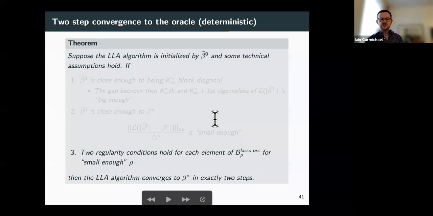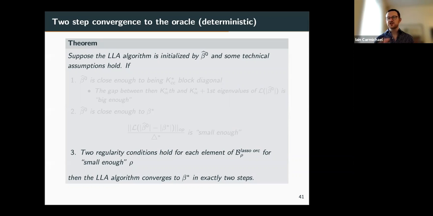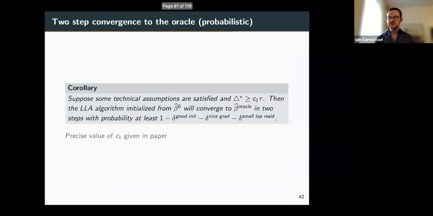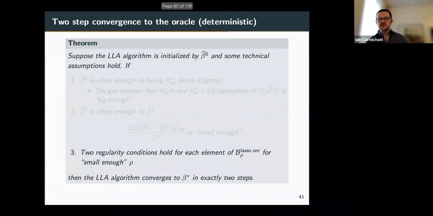And then we're going to need two regularity conditions that are similar to the conditions in the previous theorem. We need two regularity conditions to hold for every element of beta sub rho. Remember, beta sub rho was the set of weighted lasso solutions, and so we need some regularity conditions to hold for every element in that set. If all of these conditions hold, then we get exactly two-step convergence to the oracle. So this is the deterministic version of our main result.